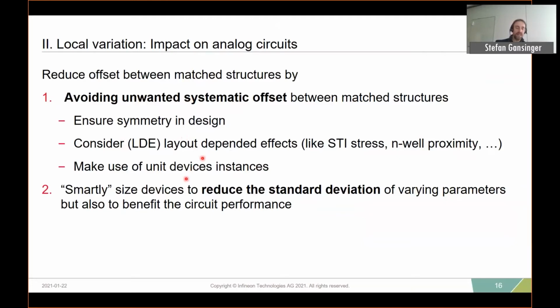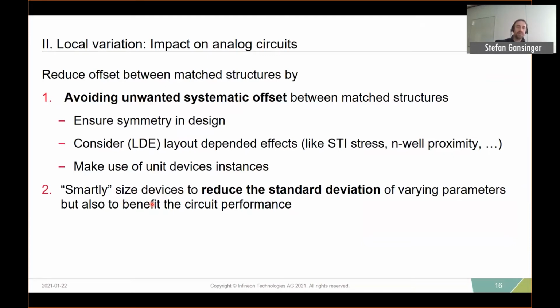What remains is the random variations caused by fluctuations. This can be reduced by what I call smartly sized devices. So you will see that the area of the device will have an influence on the variations. And if we use this with respect to analog performance parameters, we can reduce the standard deviation, so the variation of the device parameters. Of course, I will also have an example on this so that you understand this a little bit better.